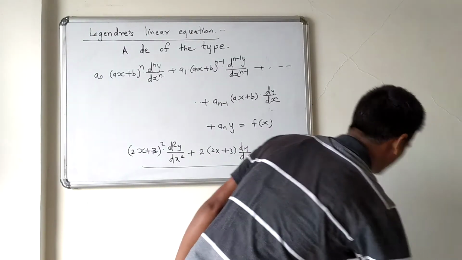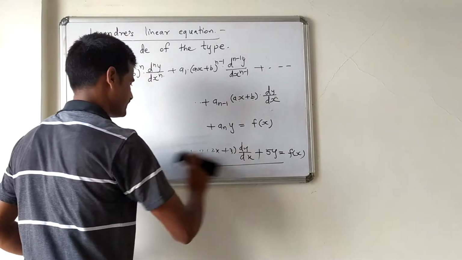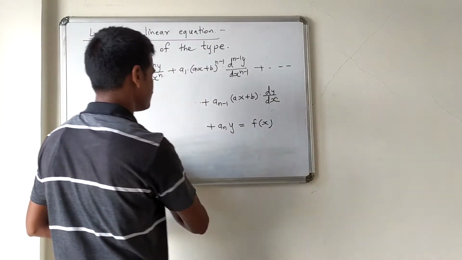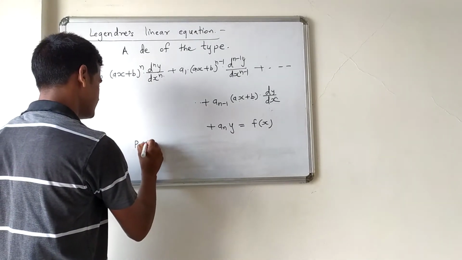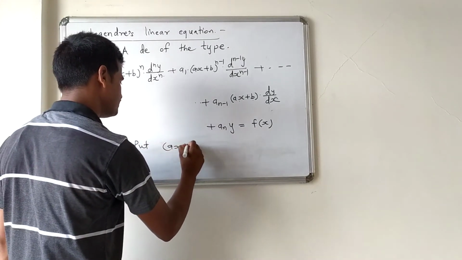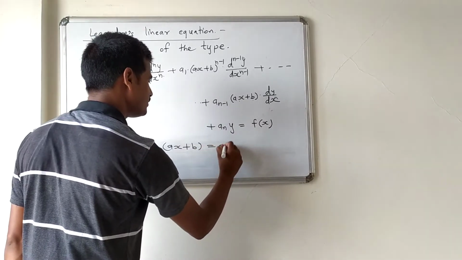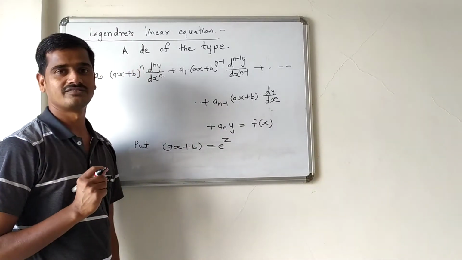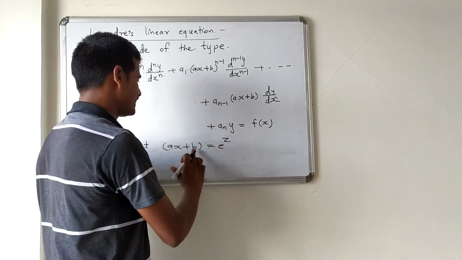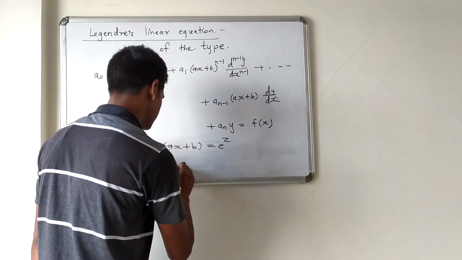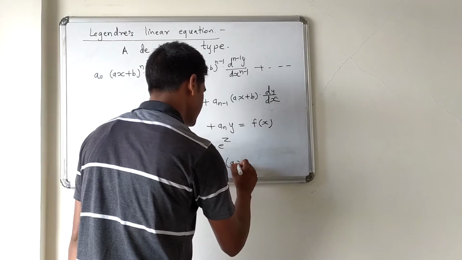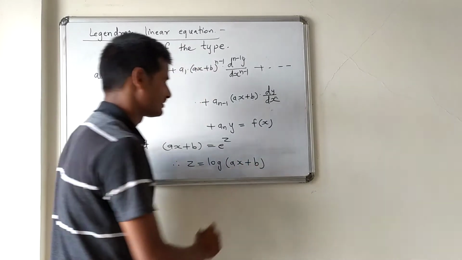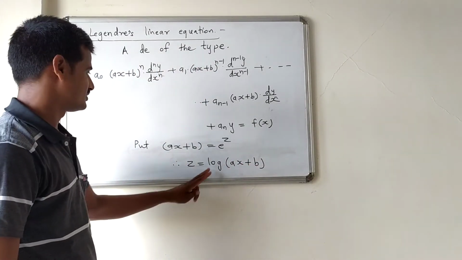Now how do we transform this equation into a linear differential equation with constant coefficients? The substitution is: put ax plus b is equal to e to the power z. Remember that this is a very important substitution. Therefore z is equal to log of (ax plus b).